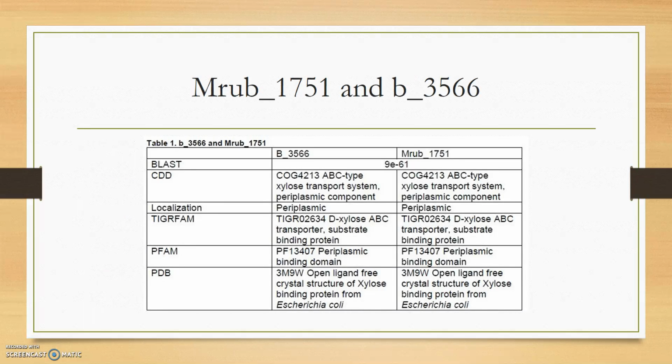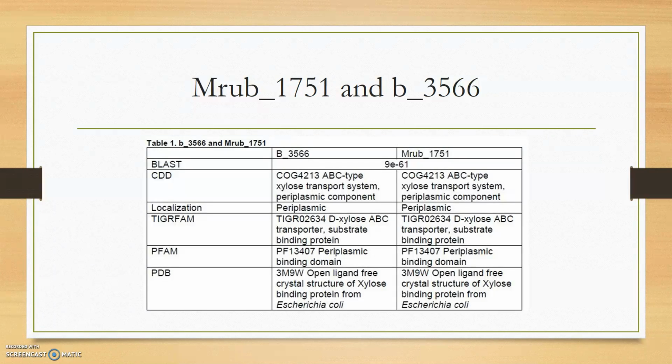So for the first gene, M. ruber 1751, I found it was homologous to E. coli 3566. The BLAST that I did for these genes gave me an e-value of 9 times 10 to the negative 61st, which is indicative that these two genes are similar not based on random evolution, but based on a previous ancestor.